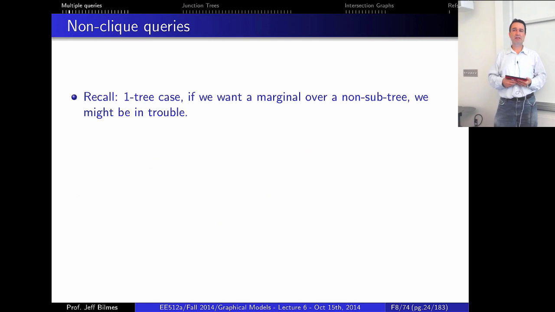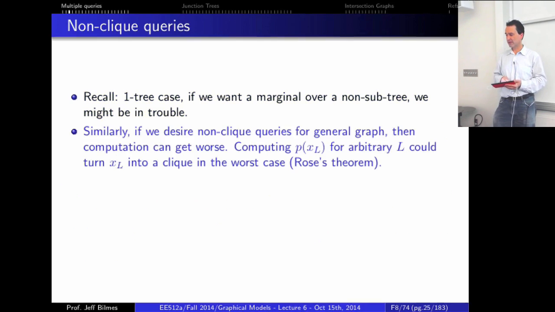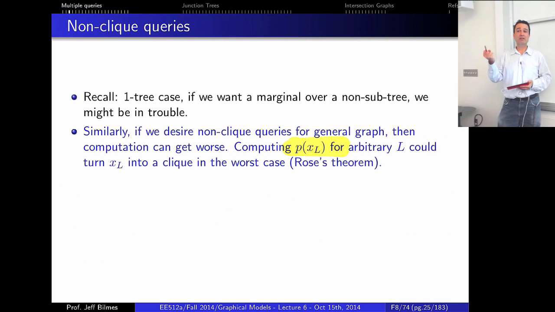Now, the other thing that we should talk about is this issue of if we want non-clique marginals. In the subtree, we saw that we could potentially be in trouble. For example, if we want the probability of two leaf nodes jointly, then that's essentially going to create a non-tree. The same situation happens here. If we're interested in a marginal of X of L, where L is not an original graph clique, then this process might not work. In fact, L itself could turn into a clique, and it could turn into the worst clique, because we eliminate a bunch of other stuff.